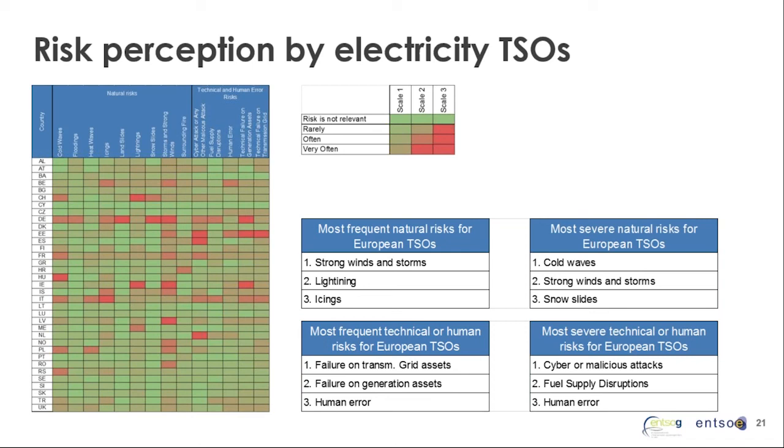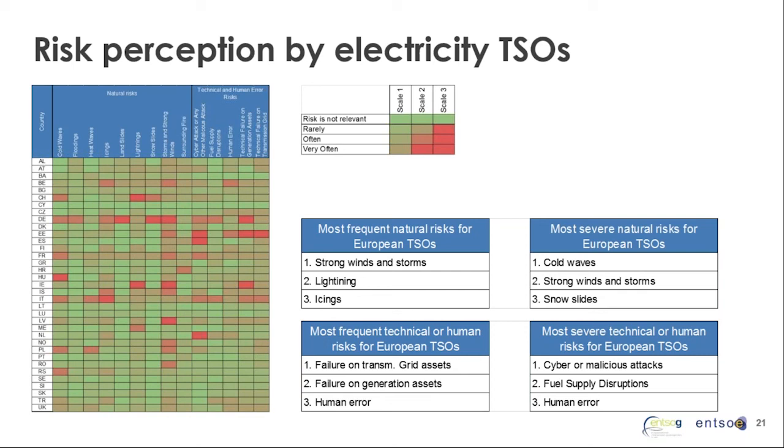It's interesting to have the lessons learned at pan-European level, at least. See that the most frequent natural risks are the strong winds and storms. And you see that also the most severe, so the ones impacting the customers, are the cold waves and also strong winds. So we are just approaching the winter, so these strong winds and cold waves are possible occurrences, and much higher occurrence in the winter.